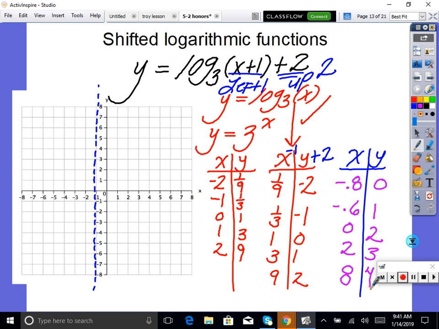Now let's graph those points and see what's happening here. We're going over -0.8 up 0. So isn't that right there, roughly? And then -0.6 up 1 unit. So that'll be like right there. Over 0 up 2 units. Over 2 up 1, 2, 3 units. Over 8 up 1, 2, 3, 4 units.